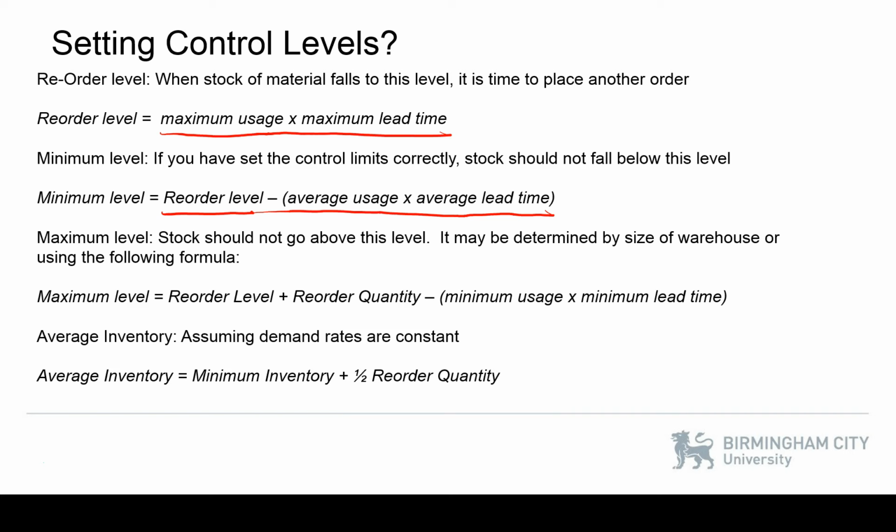The maximum level is the level above which stock should not go. Now for some businesses, this may simply be the capacity of the warehouse. But other businesses may set it by use of another formula. And the formula is the reorder level plus the reorder quantity minus the minimum usage times the minimum lead time. Now the reorder quantity we'll look at shortly. Finally, a business can work out their average inventory, which is the minimum inventory plus half of the reorder quantity.